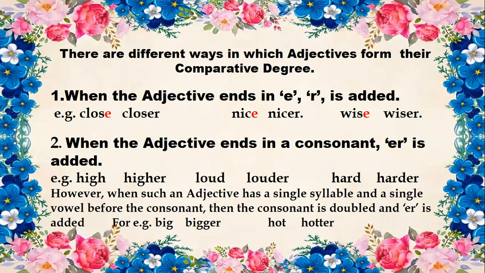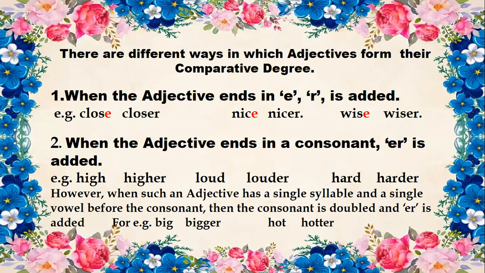Next, when the adjective ends in a consonant, ER is added. So high, the example is high, higher. See HIGH, the ending word is H, H is a consonant. So when we are making the comparative degree, we add ER, higher, HIGHER. Loud, louder, LOUDER. Hard, harder, HARD. Again, D is a consonant, so HARDER.